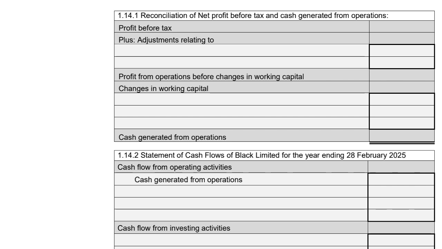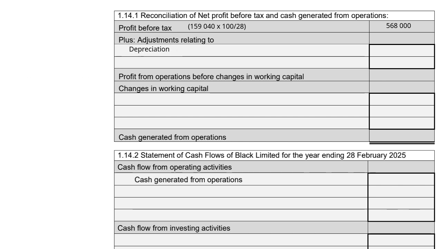1.14.1 Reconciliation of net profit before tax and cash generated from operations. We start with profit before tax. As from the previous page, it was your income tax of 159,040 Rand times 100 divided by 28, which was 568,000 Rand. Then we consider two adjustments.